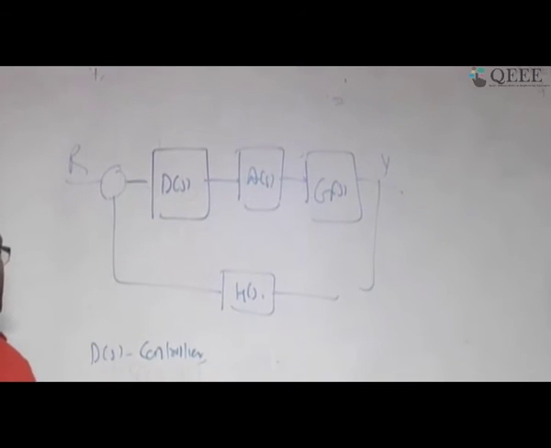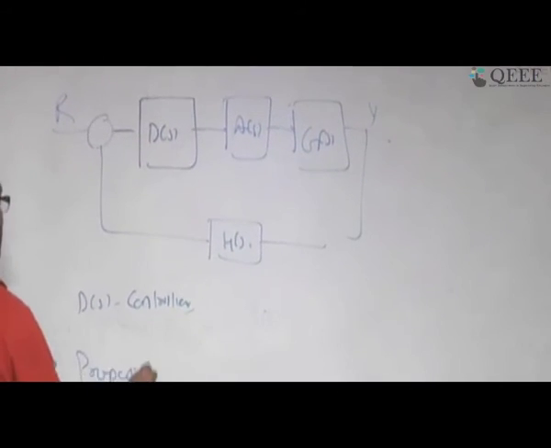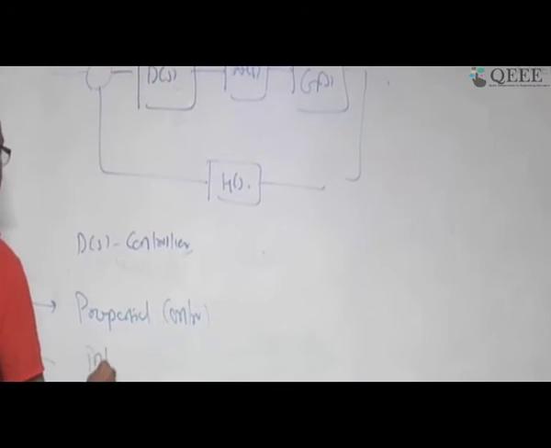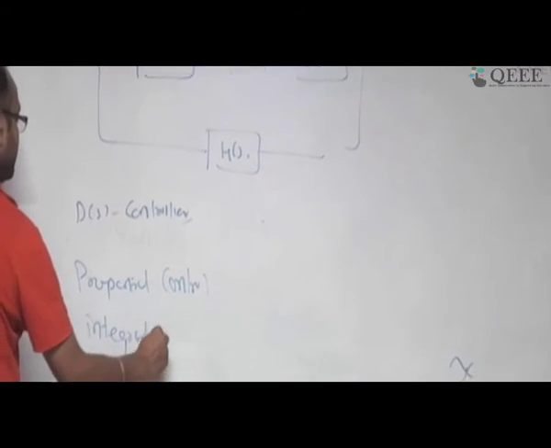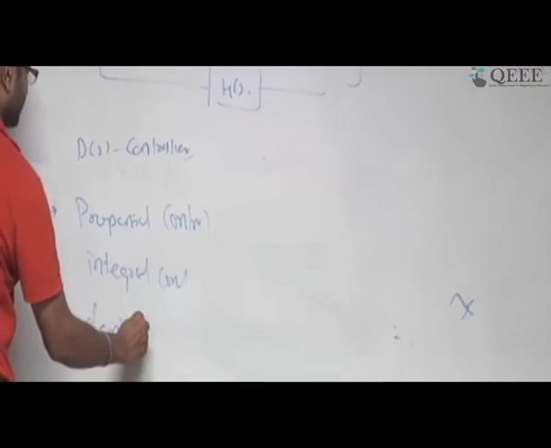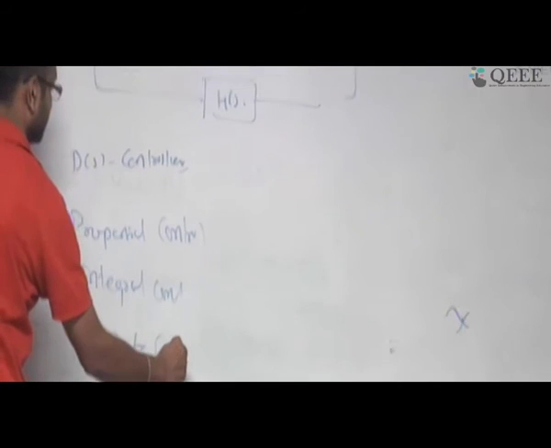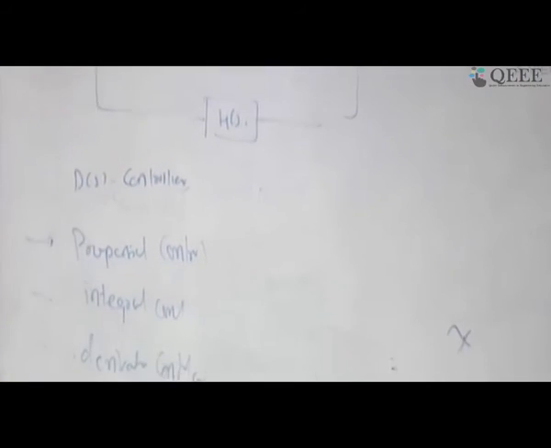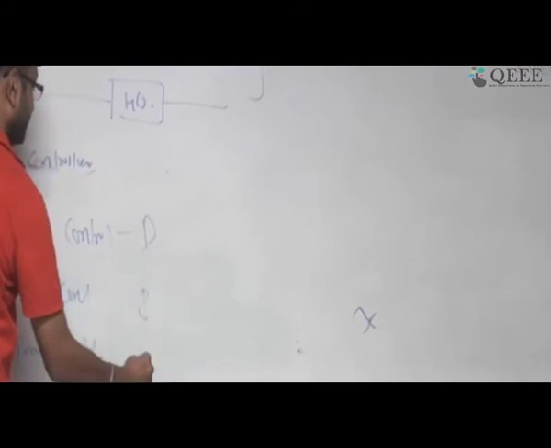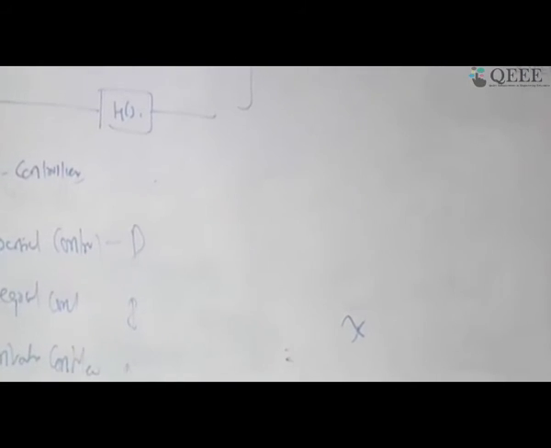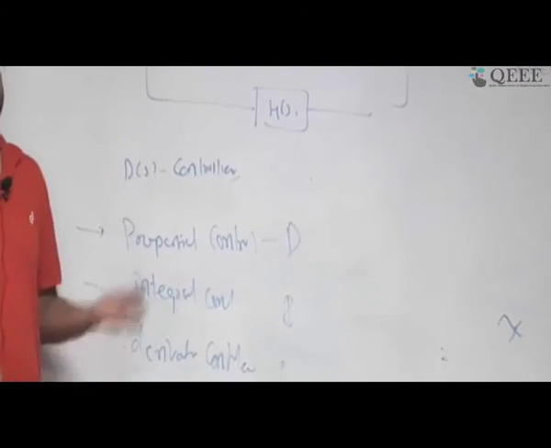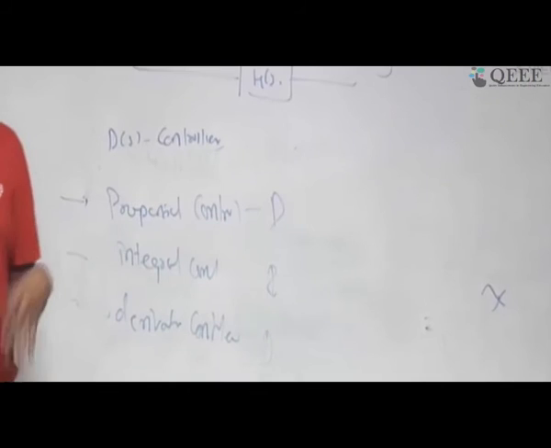One is a proportional controller, another is an integral controller, and third is a derivative controller. Okay, so this we use P, I, D. Only proportional controller, integral controller, derivative controller. Then we use combinations of these: P, PI, PID.